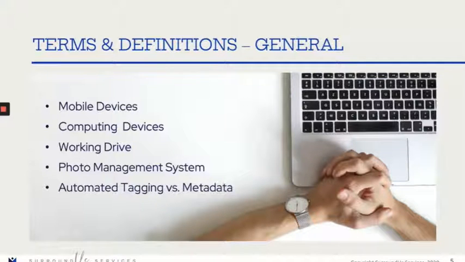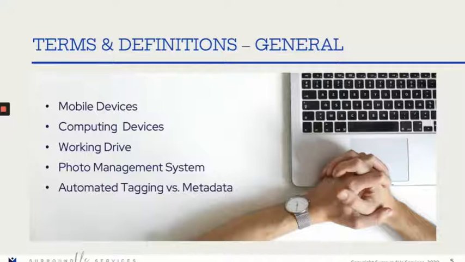It can be either cloud-based or traditionally based. The last one listed here will garner some strong and opposing opinions. Let's just start with some definitions. Automated tagging uses artificial intelligence and machine learning to identify both people and objects in your photos and videos.